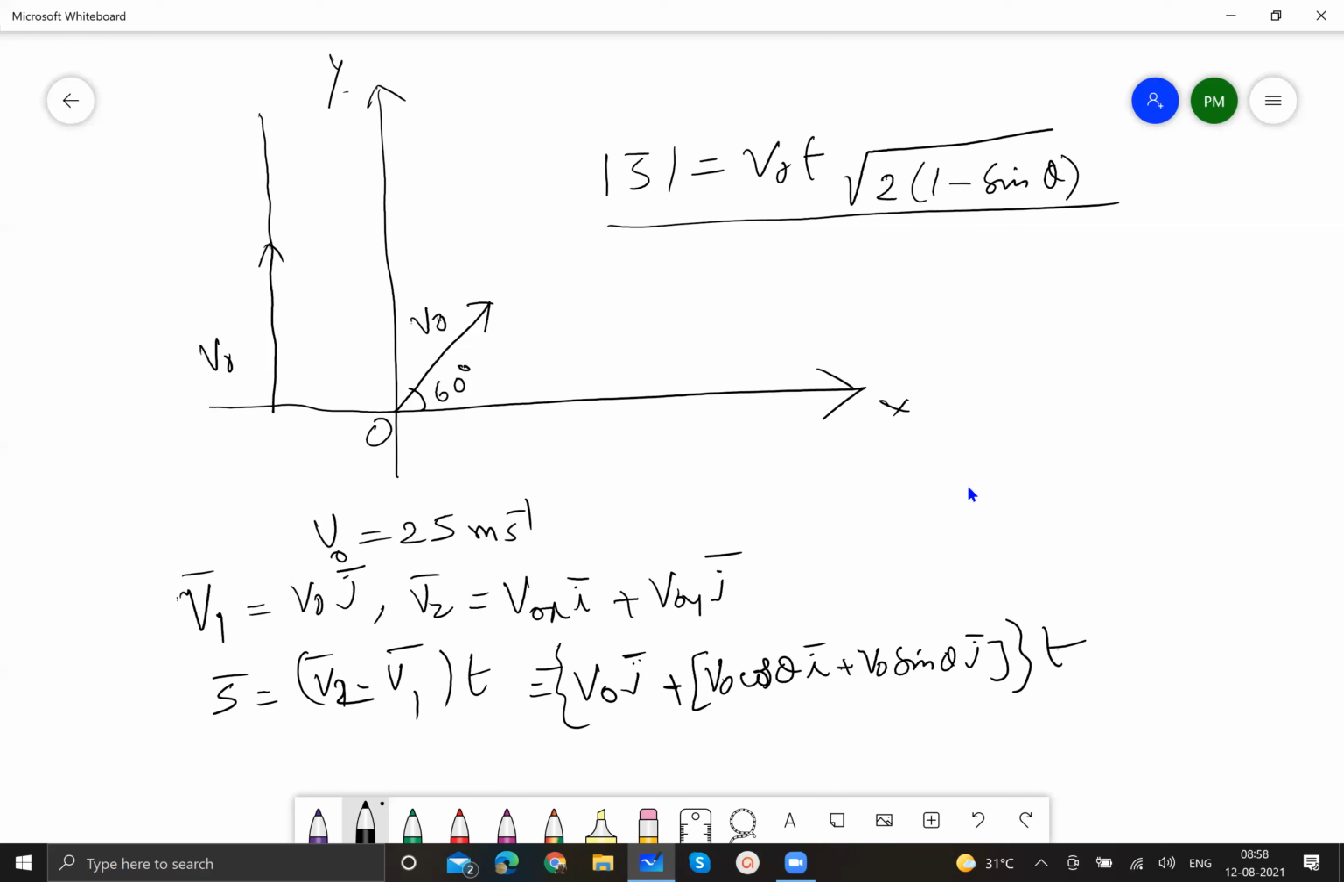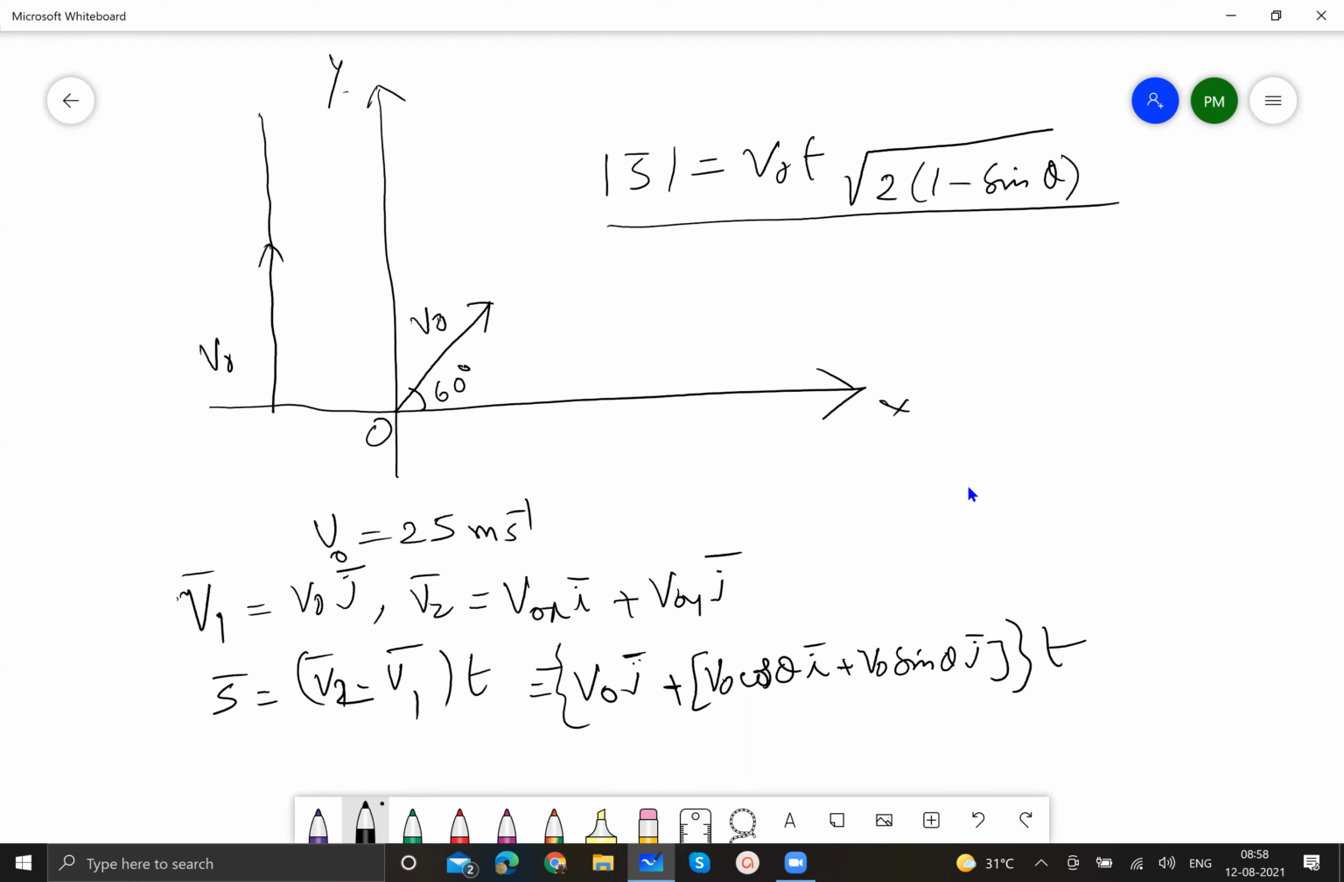So it will be minus V naught cos theta I, minus V naught into cos theta I plus 1 minus sin theta into J. That's how you'll get the final expression.